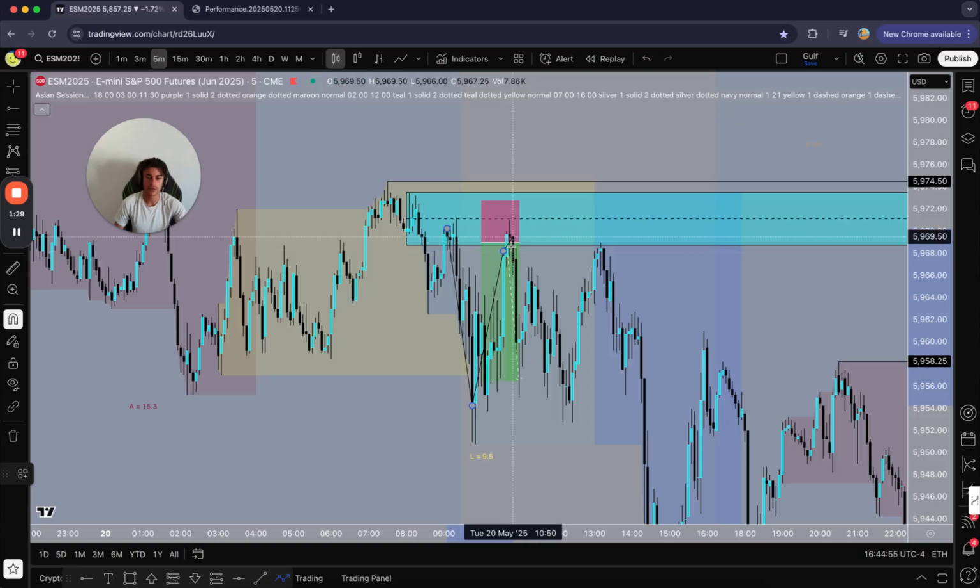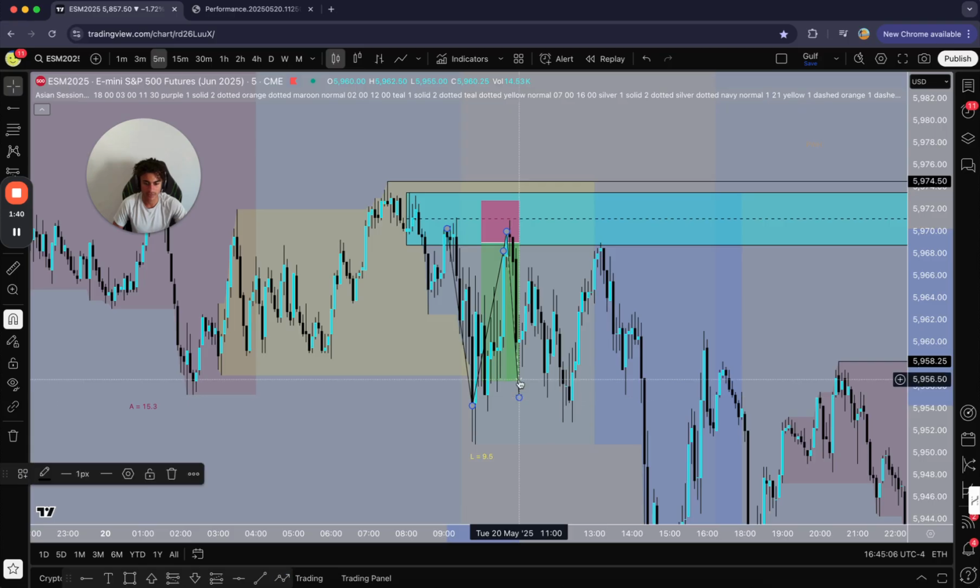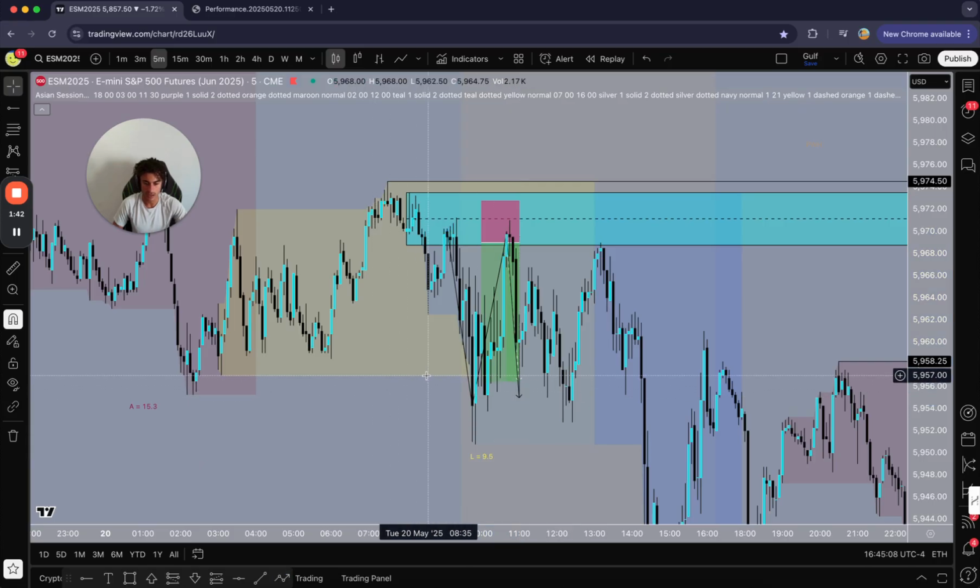And I waited for a little bit of confirmation just to show that we weren't going to go up and break through that level. Once I saw that we were not breaking through this midpoint here, I entered some shorts and I got out right at this low right here.